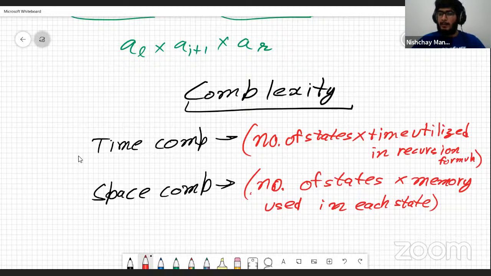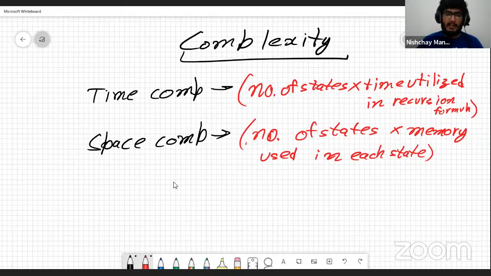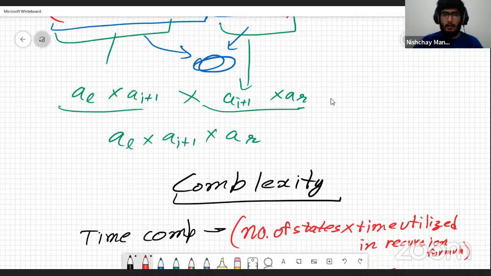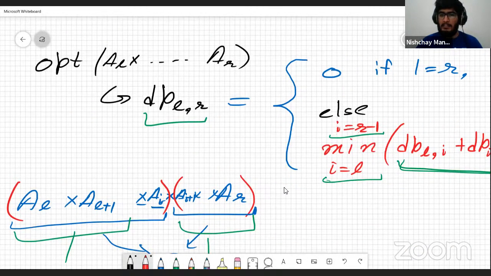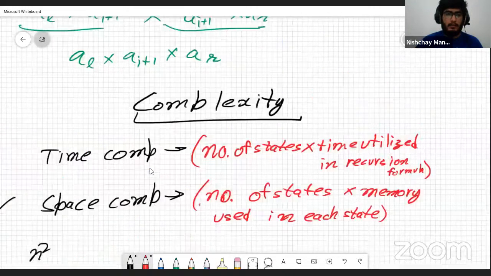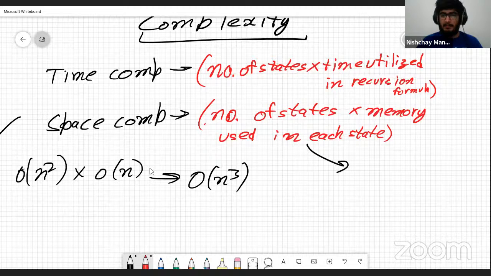Right? Let's look at the dynamic programming problem that we had, where we have to multiply n matrices. So here for the time complexity, we have number of states n square, and we have time utilized in the recursion formula as n, because we are iterating. Basically, let me go a little up, right? We're iterating from i equal to L up until i equal to R minus 1 and trying to find the minimum of all of these values. So here we have big O of n square into big O of n. So this is the time complexity, which is big O of n cube. And the space complexity is just the number of states, and memory used in each state is big O of 1. So here the space complexity is big O of n square.